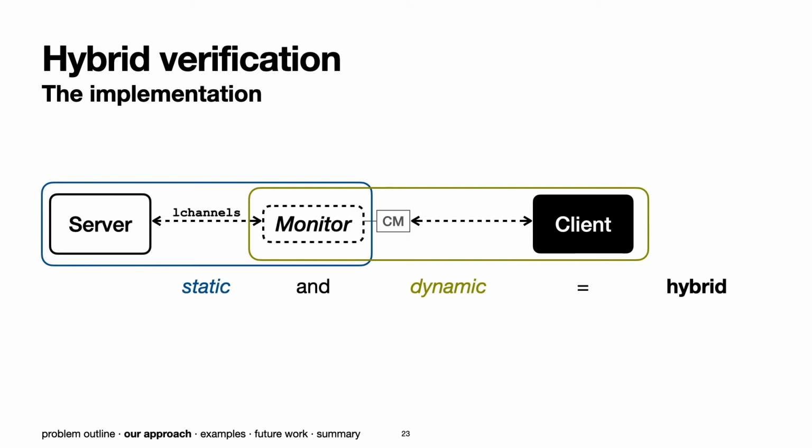And that is basically how we managed to achieve the hybrid verification of the protocols, in which the accessible participant is statically checked at compile time, in this case the server, and the other inaccessible participant is dynamically checked at runtime.